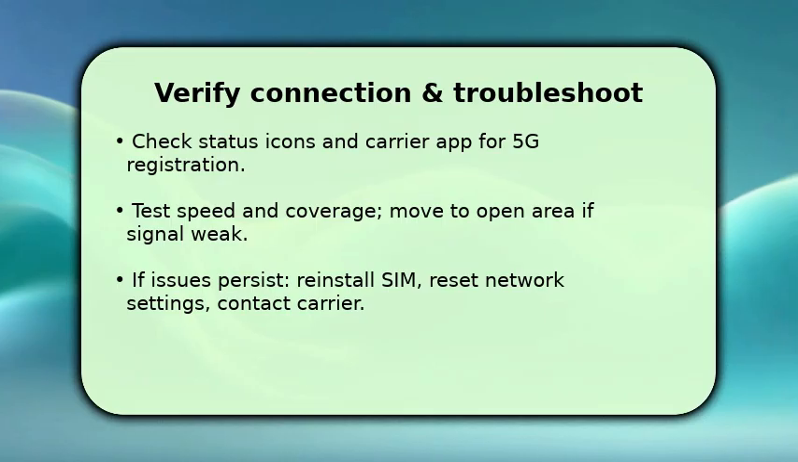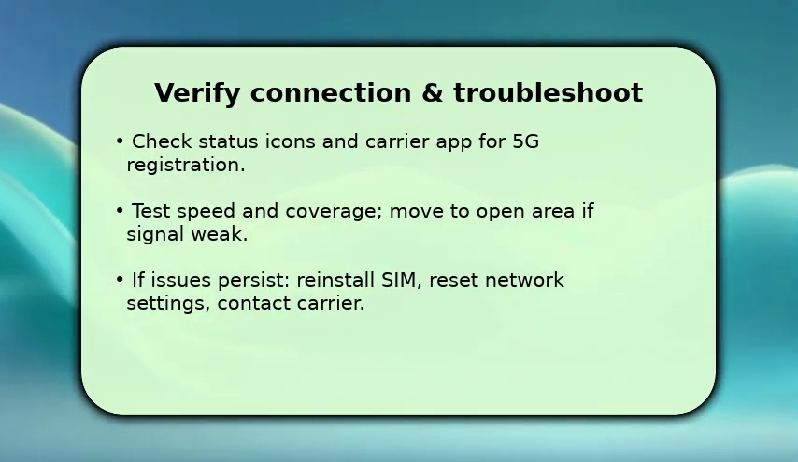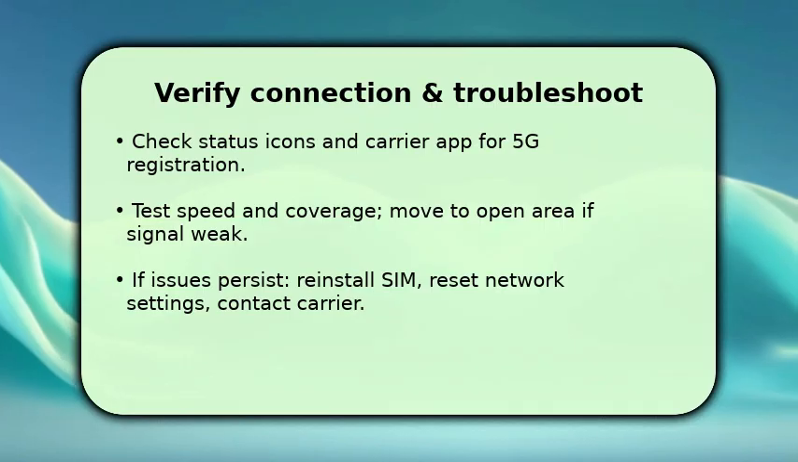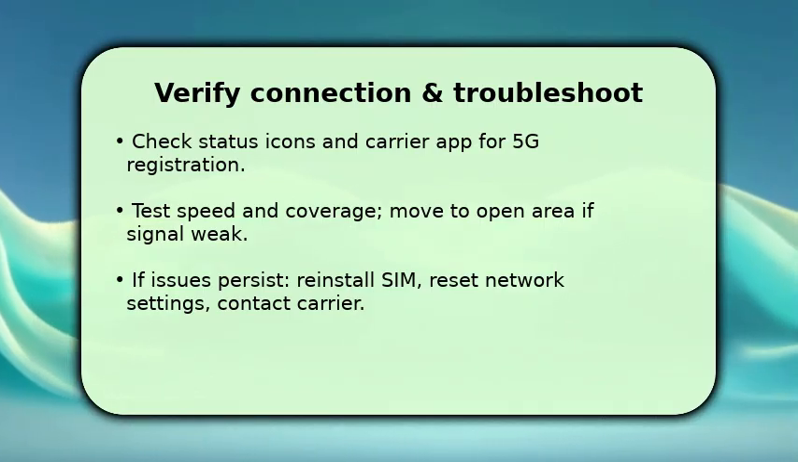If you don't see 5G, try removing and reinserting the 5G SIM, reset network settings, and reboot. If nothing works, contact your carrier. Often a provisioning update or different SIM batch resolves the issue.